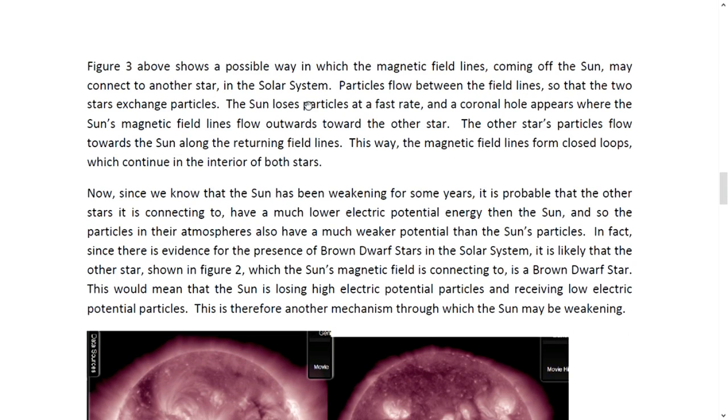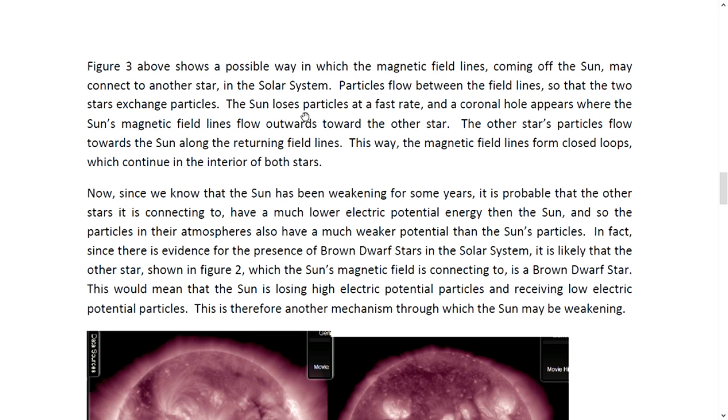We're going to go into figure 3. It states that figure 3 above shows a possible way in which the magnetic field lines coming off the sun may connect to another star in the solar system. Particles flow between the field lines so that the two stars exchange particles. So basically, ladies and gentlemen, this is like taking your lamp or your light and plugging it into the wall socket. It's making a connection.